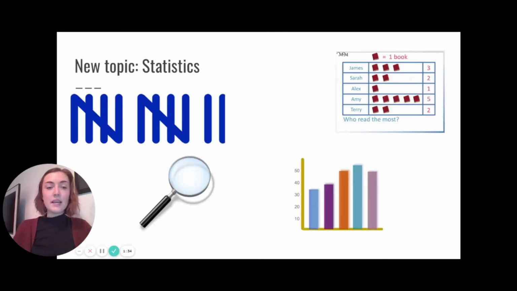Today our new topic is called Statistics. Statistics is how we record data and information that we find out so that we can easily ask and answer questions about it. For example, we've done this a lot in science when we've done science investigations and recorded, for example, the materials that we could find. That was all statistics and you didn't even realise.